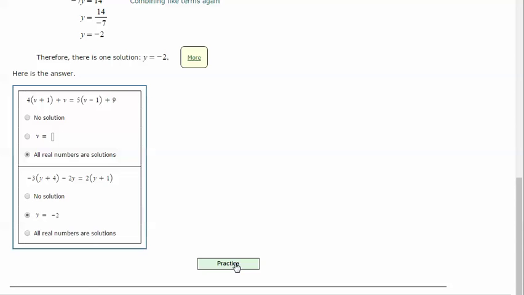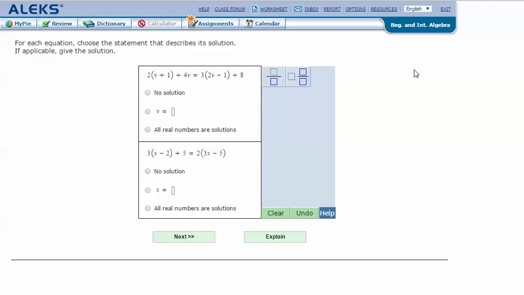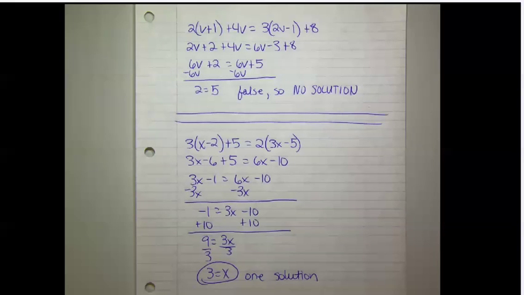Let's try another one. For each equation, choose the statement that describes its solution. If applicable, give the solution. Here are my notes. The first equation, 2 times (v plus 1) plus 4v equals 3 times (2v minus 1) plus 8.